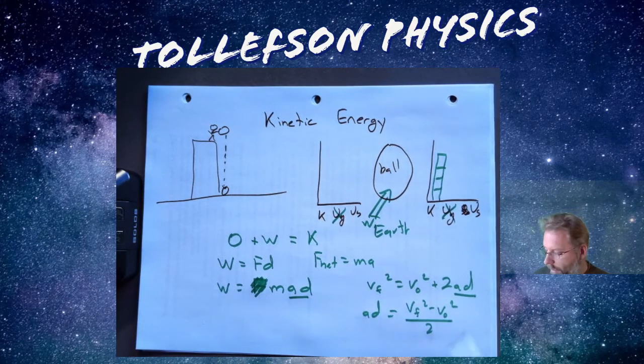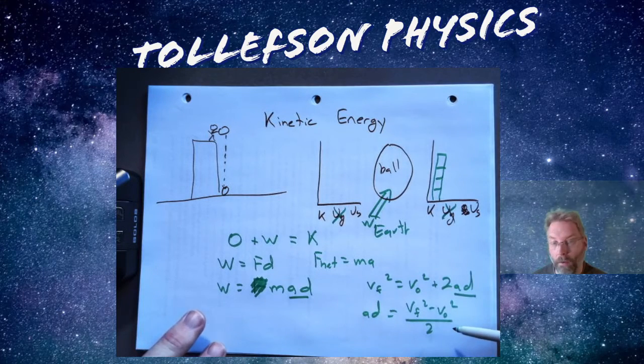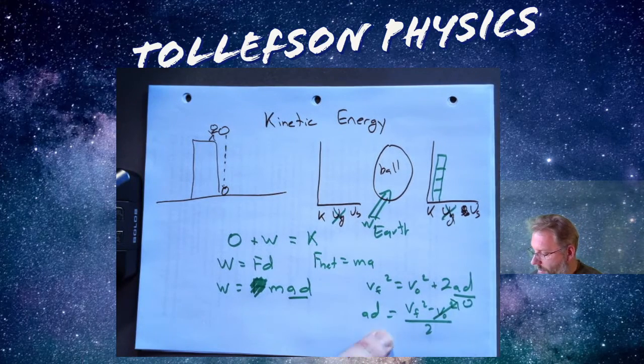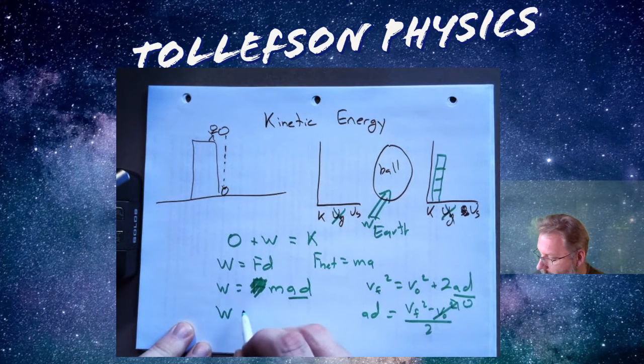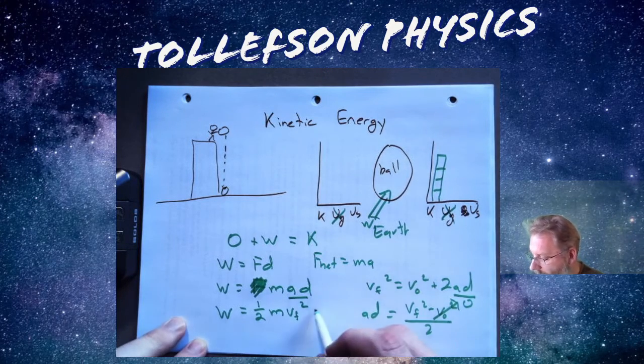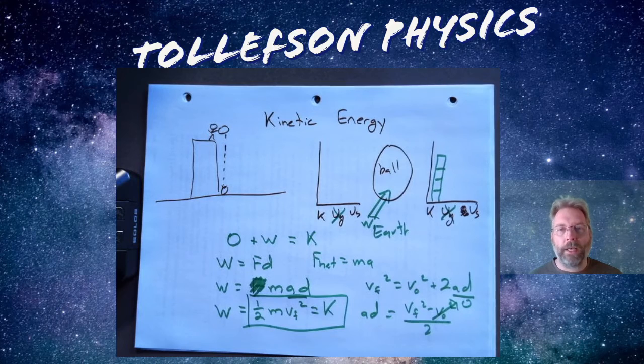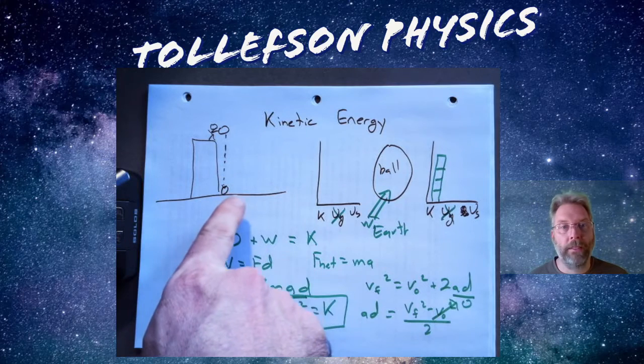Now I'm going to put that into this equation. We're actually only interested in the final velocity, because the initial velocity was 0, so that goes away. Let's substitute that in. Work equals, and I'm going to put the half in front, m, the v final is what's left, squared. And that equals kinetic energy. This is the equation you see in most textbooks: kinetic energy equals 1/2 the mass times the velocity squared. We can use that to predict things like how fast the ball is when it hits the ground.